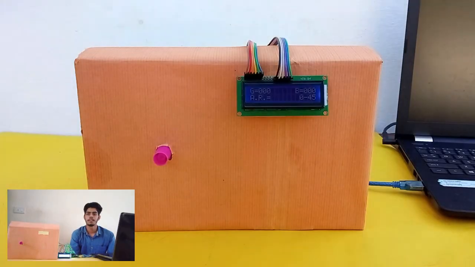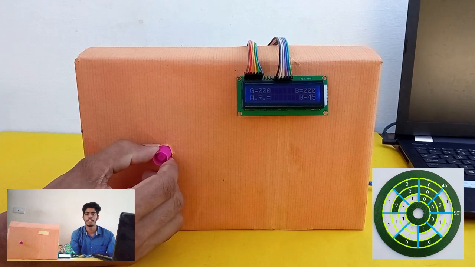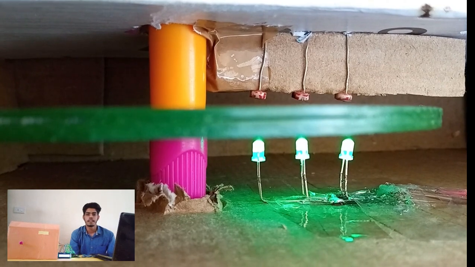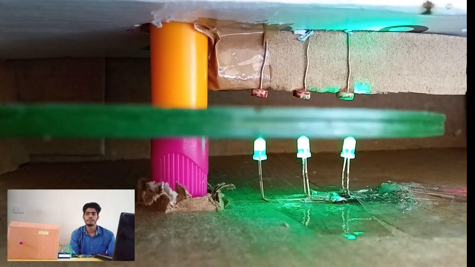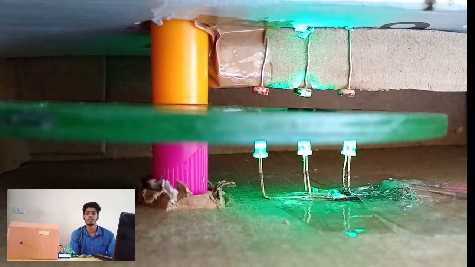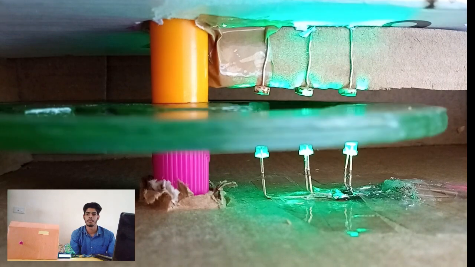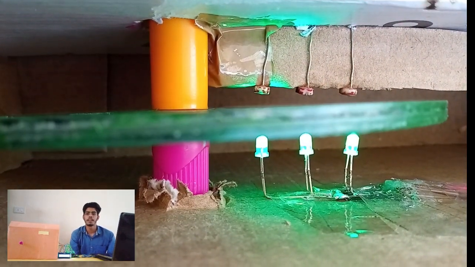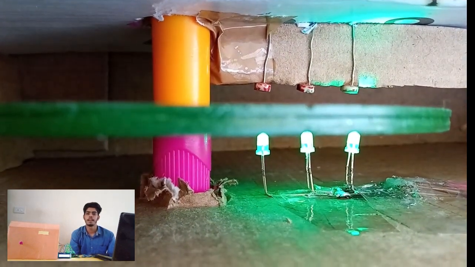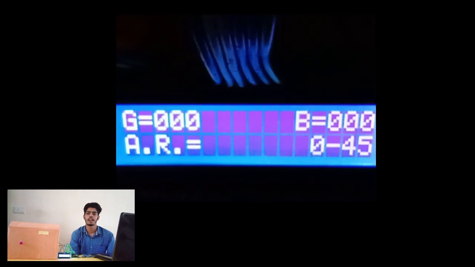When the shaft is rotated to the next position, that is 45 to 90 degree, there is a hole in the third portion. So light reaches the third LDR through the hole. Resistance of the LDR will be low and 5 volt reaches only the third input pin, that is the 8th pin of Arduino. 5 volt is considered as 1 in Arduino. So we get 001 as inputs in the pins and the LCD displays Gray code 001 and corresponding binary 001 and angle rotated as 45 to 90 degree.